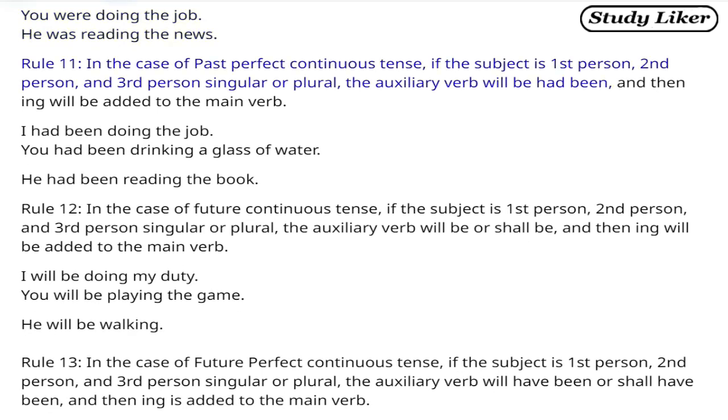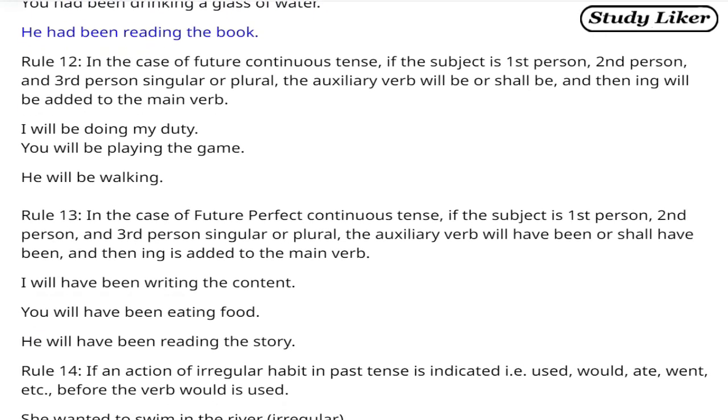Rule 11. In the case of past perfect continuous tense, if the subject is first person, second person, and third person singular or plural, the auxiliary verb will be had been. And then ing will be added to the main verb. I had been doing the job. You had been drinking a glass of water. He had been reading the book.